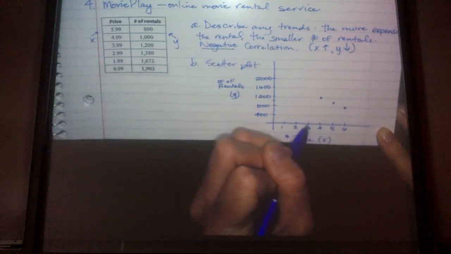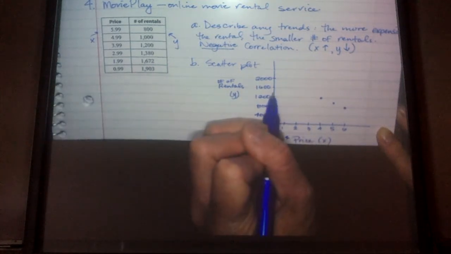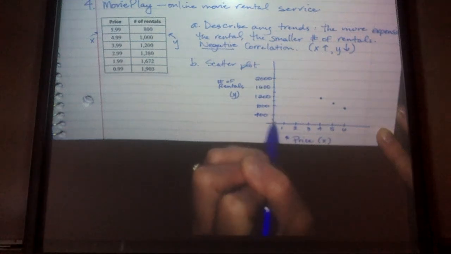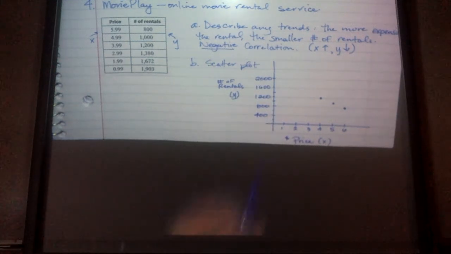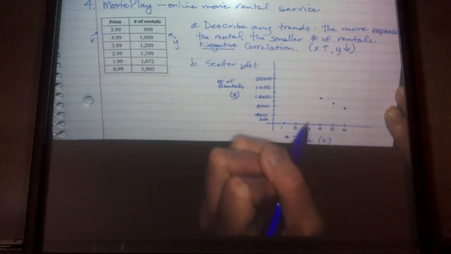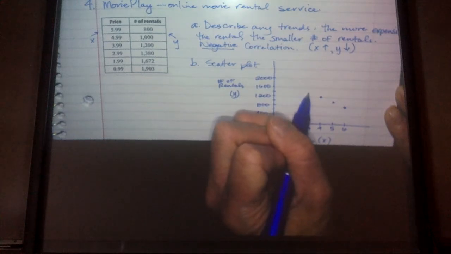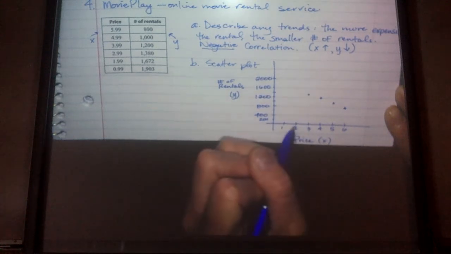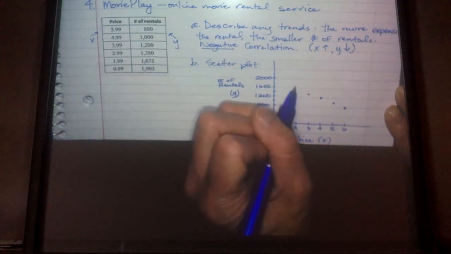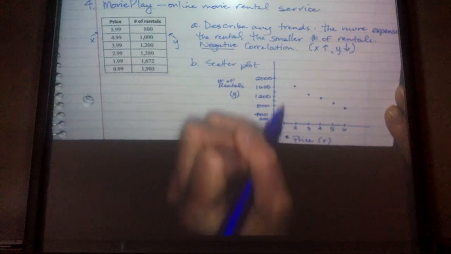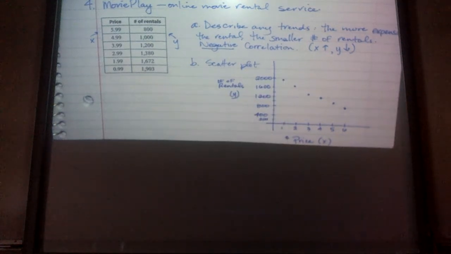$2.99, that's basically 3. Well, I know I went by 2, 4, 6, this is 200, 400, so every half space, however you want to do that. But at almost $3, I had almost 1,400. At $1.99, I had a little over 1,600. And at $1, almost 2,000. So just looking at that confirms my negative correlation.